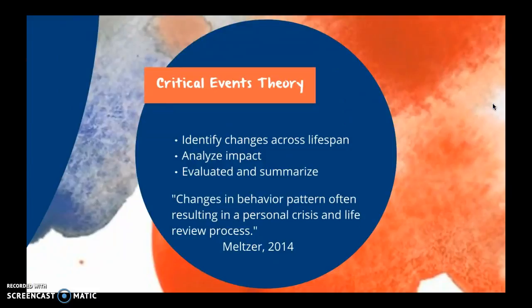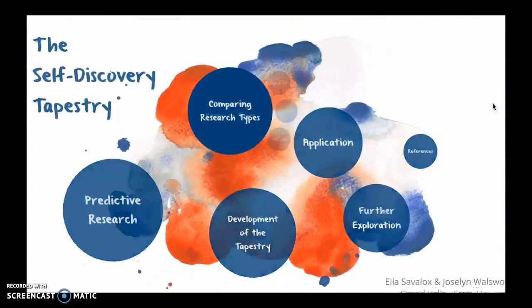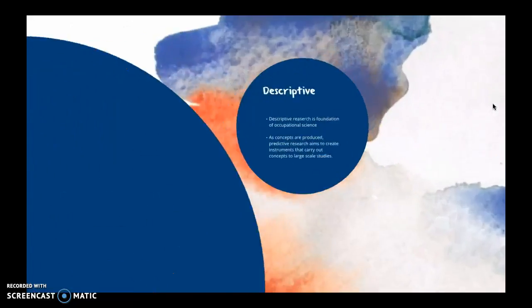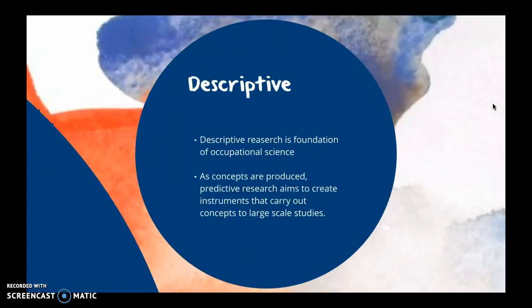The critical events theory is basically just identifying changes across the lifespan, analyzing their impact, and evaluating and summarizing it all. Okay, so to compare it to the other types of research, first we'll look at level 1, which is descriptive. So this is the foundation of occupational science, and the concepts that are produced in descriptive research. Predictive research aims to create instruments that carry out these concepts to large-scale studies.